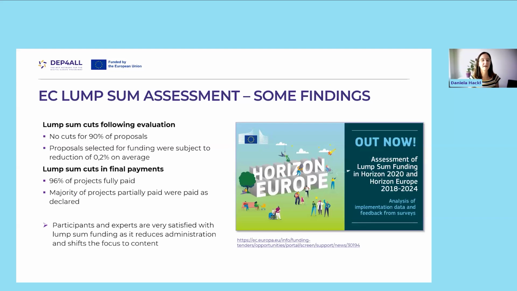In case you're wondering whether lump sum is an advantage or a disadvantage for proposals, there is an assessment the Commission did on lump sum projects coming from Horizon 2020 and Horizon Europe. I think they considered projects until 2024. This assessment clearly states that during the evaluation or grant preparation phase, hardly ever are lump sums cut down. Which means that 90% of the proposals have been funded with the amount of money, with the lump sum grants they handed in. So you don't have to be afraid of being cut down by the evaluators.